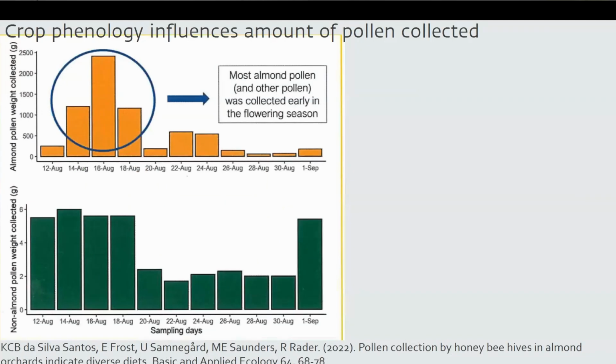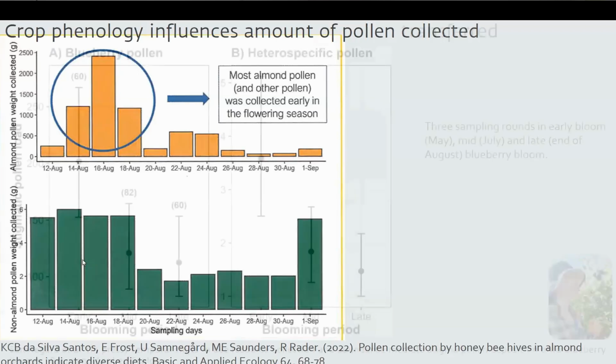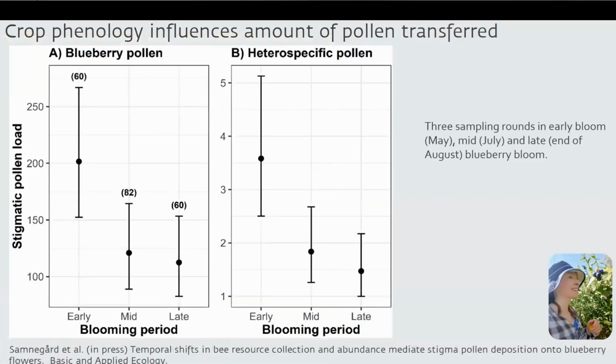This is some work we did in almond orchards where we looked at honeybee collection of pollen. And this shows that the amount of almond pollen collected is predominantly highest in early season as opposed to late in the season. And this was also the same for non-crop pollen. So non-almond pollen was also predominantly collected early in the season. And we found the same trend in blueberries where most of the pollen is collected early in the season as opposed to late. This is largely because of the timing of these cultivars.